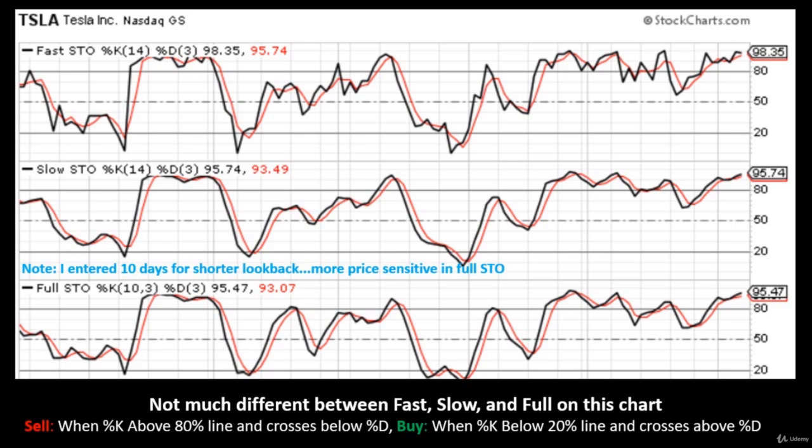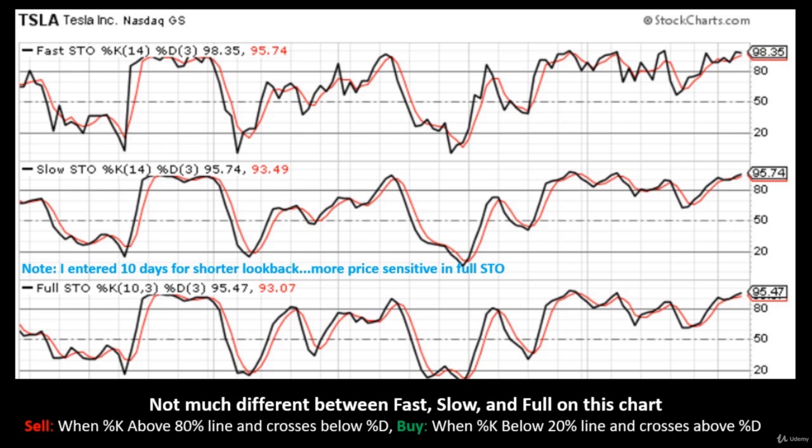Again, the full one on the bottom is all customized. Whatever you put in is going to have a dramatic impact on the chart. I used a 10-day for a shorter look back to see if it was more price sensitive, which it would be by using it in a full STO. So if I like it but want it to be more price sensitive and even more reactionary, then I might put in a shorter time period versus, say, a longer time period. As you play around with this, you can get an idea of how they look.